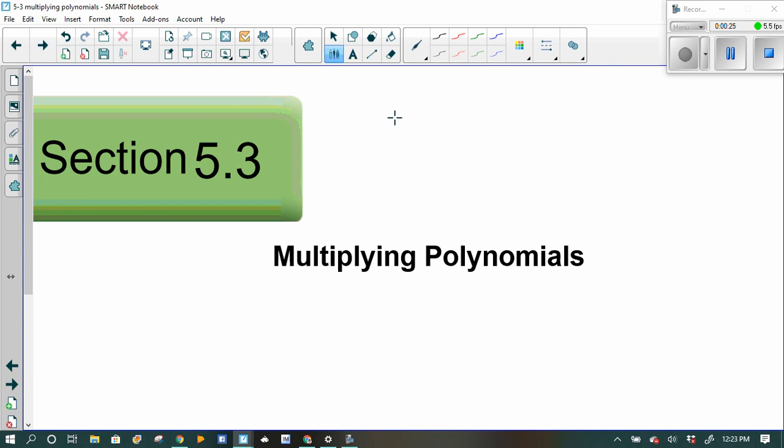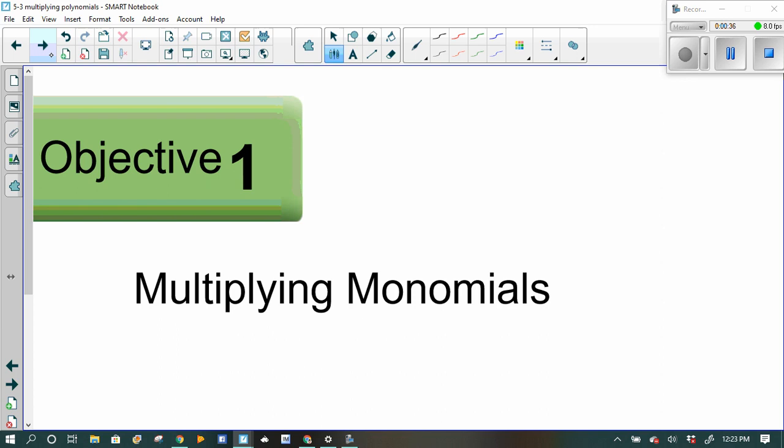So remember, a polynomial is a monomial, binomial, trinomial, or any more than that. So first off, we're going to talk about just multiplying monomials. So remember, a monomial is just one piece, like 5x or maybe 2x squared. These are monomials because they're just one term.